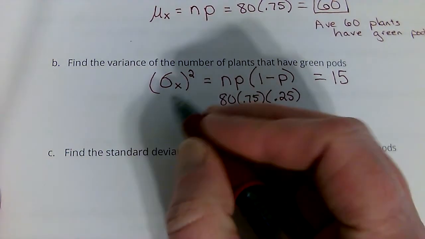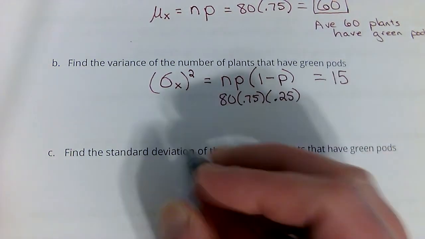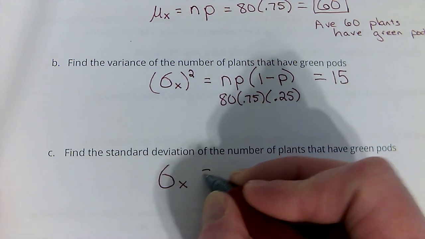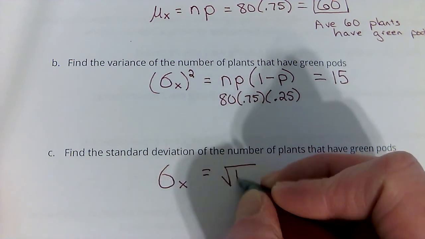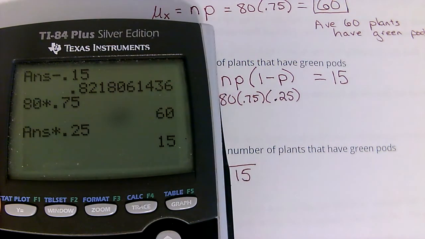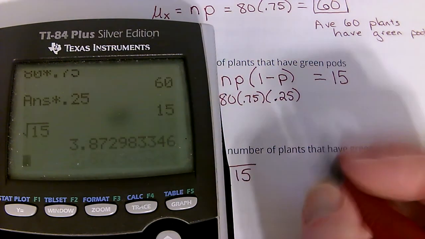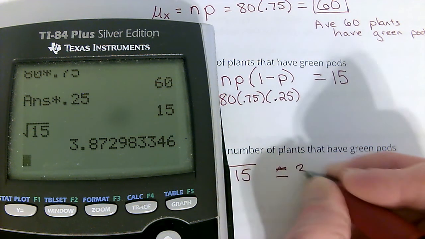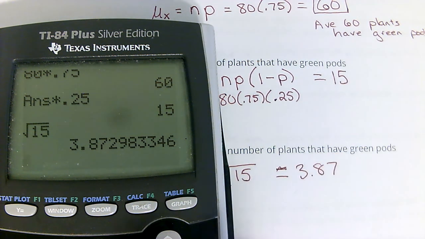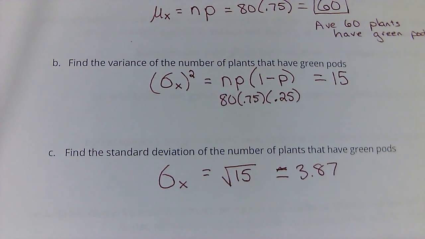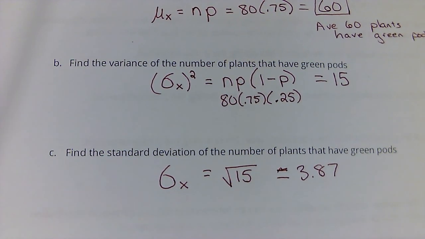Now, how would I find the standard deviation? Well, variance is standard deviation squared, so all I have to do is take the square root of 15. So the square root of 15, and that's about 3.87. These formulas are really easy, and these formulas are on your formula chart.